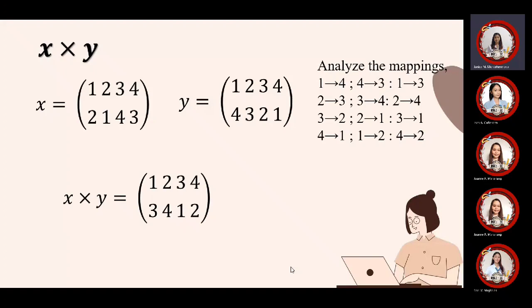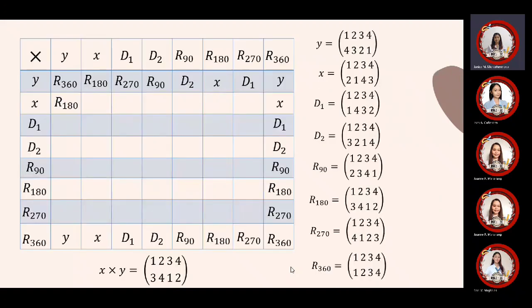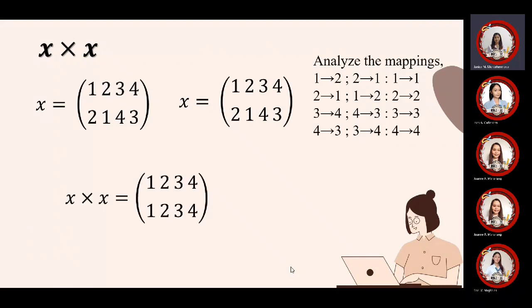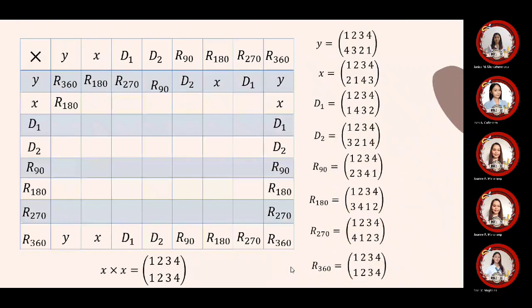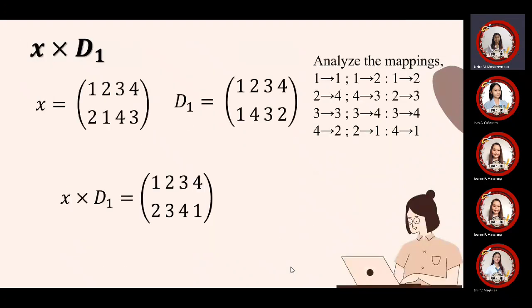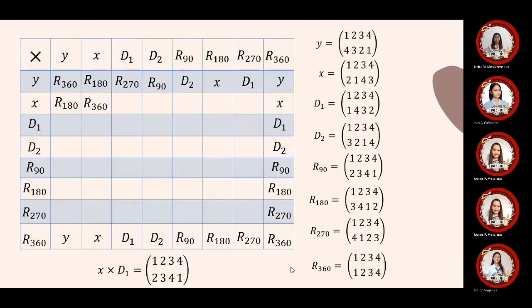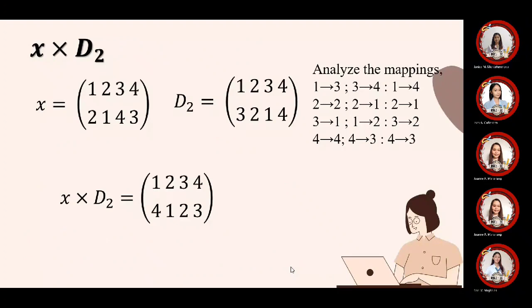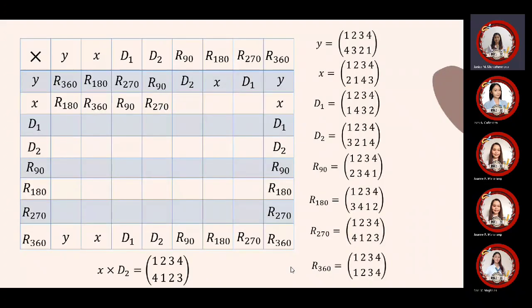We have 1 maps to 3, 2 maps to 4, 3 maps to 1, and 4 maps to 2, which is also our R180. Next is x multiplied by x, which is 1 maps to 1, 2 maps to 2, 3 maps to 3, 4 maps to 4, which is also our R360. By multiplying x by D1, we have 1 maps to 2, 2 maps to 3, 3 maps to 4, and 4 maps to 1, which is also our R90. Next is x multiplied by D2, which is 1 maps to 4, 2 maps to 1, 3 maps to 2, and 4 maps to 3, which is also our R270.